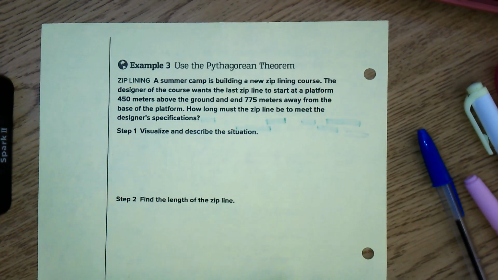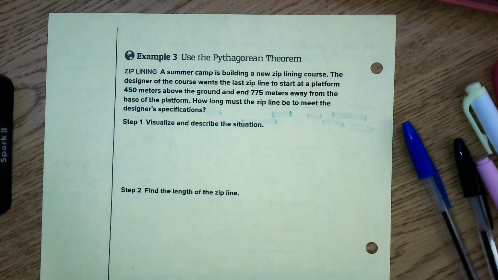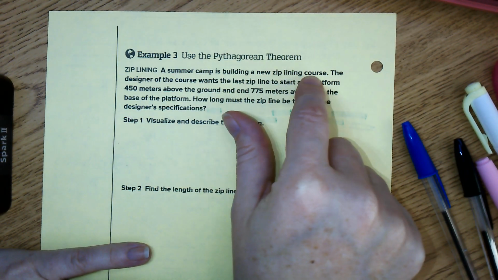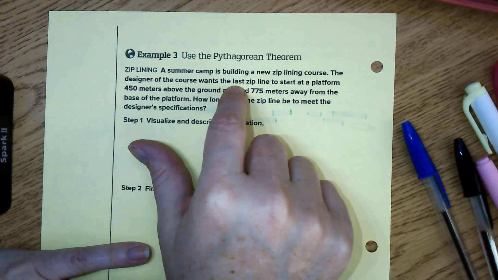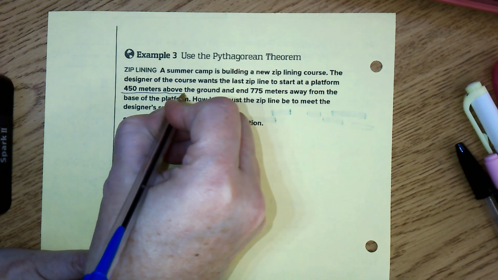Let's talk about a real-world example. All right, there are many real-world examples of using Pythagorean theorem. Okay, one of them, zip lining. Okay, zip lining is fun. I've done it. You got to push me off that platform. But there's a platform above the ground, and you go diagonal down the zip line to the ground. But it's fun. So a summer camp is building a new ziplining course. The designer of the course wants the last zip line to start at a platform 450 meters above the ground.